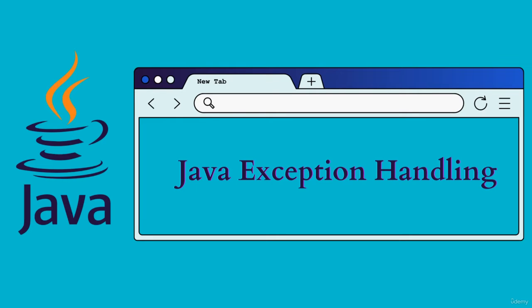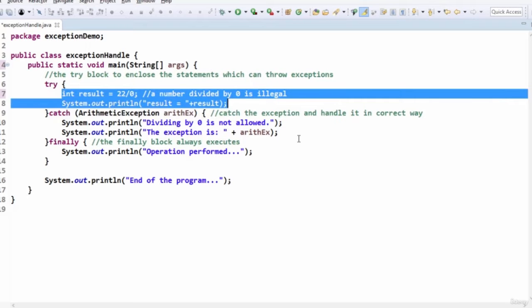In this video, we are discussing exception handling in Java. In this Java program demonstration, we are discussing exception handling. Exception means erroneous condition. So within the try block, we will be writing some set of statements where we are expecting some error may take place.